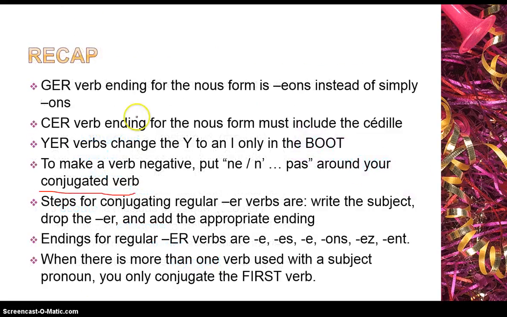Quickly recapping, remember your ger verbs. The nous form will have the EONS ending instead of just ONS. Sir verbs, you have to include that little cedilla, the squiggly line there. The yer verbs, the Y will change to an I only in the boot. To make a verb negative, you've got to put ne pas around your conjugated verb. Steps for conjugating, you got to write that subject, drop the ER, and add the appropriate ending. Your endings are E, ES, E, ONS, EZ, ENT. Lastly, if there's more than one verb used with the subject pronoun, you only conjugate the first verb.